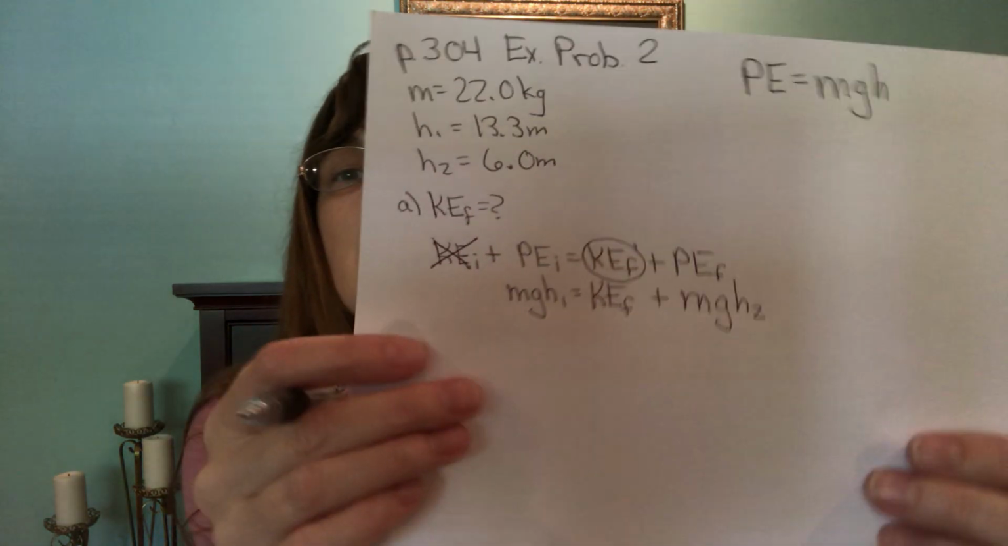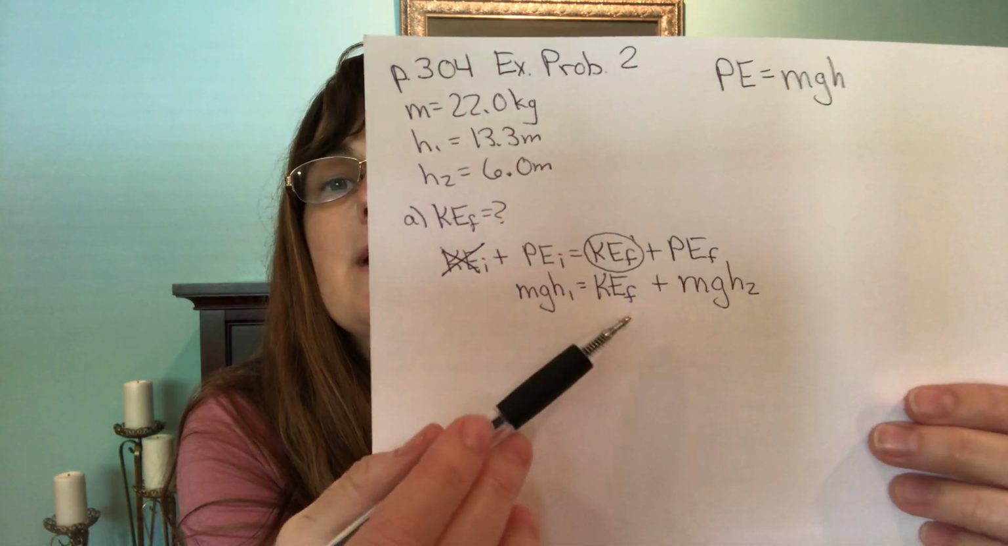If it were falling straight to the ground, we could probably X that out because H would be 0, but it's not falling all the way to the ground. It's falling to that rooftop that's actually 6 meters above the ground. So we cannot zero out the PEF. All right, at this point, let's go ahead and solve for KEF because that's what we're supposed to find.